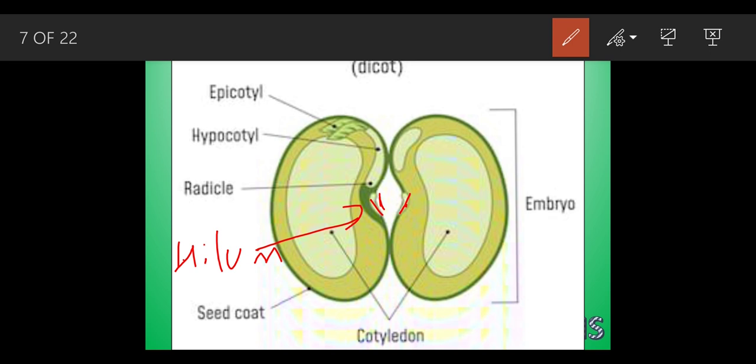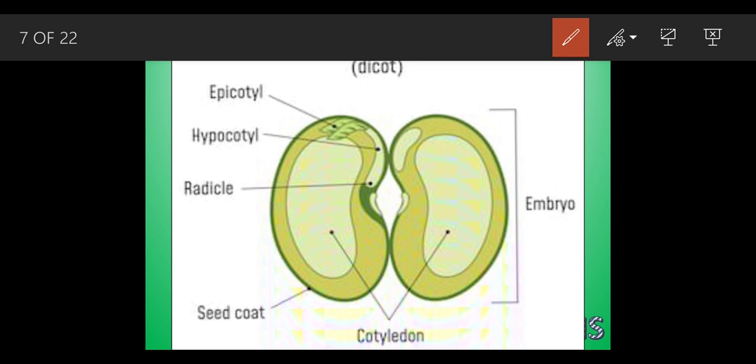This hilum represents the spot where the ovule was attached to the ovary, because this is the spot where the ovule was attached to the ovary wall. So this is basically the marking, the hilum. We can see here that the seed was attached to the ovary.